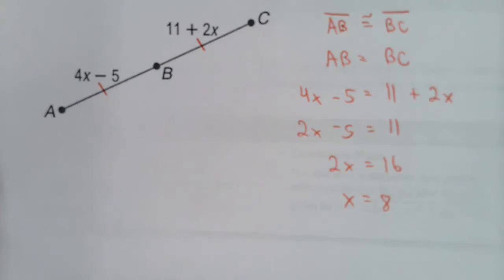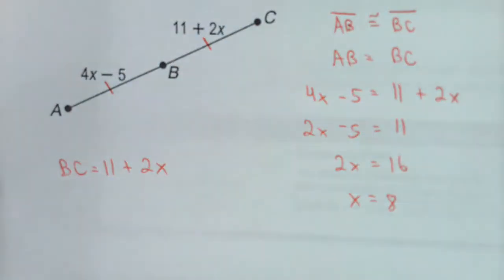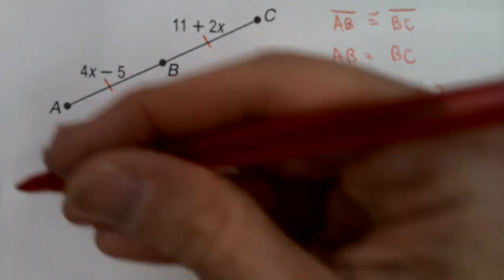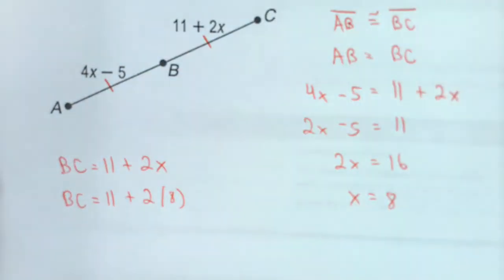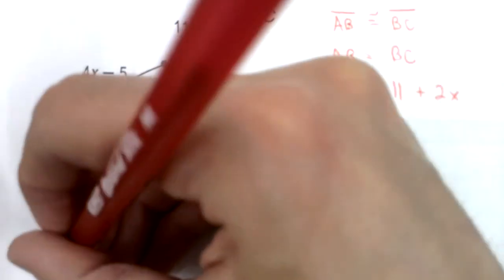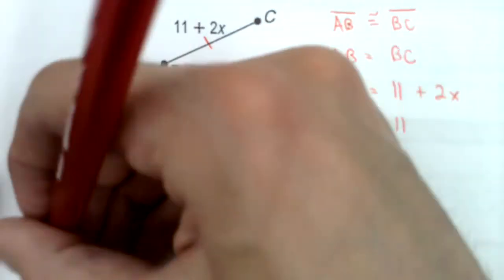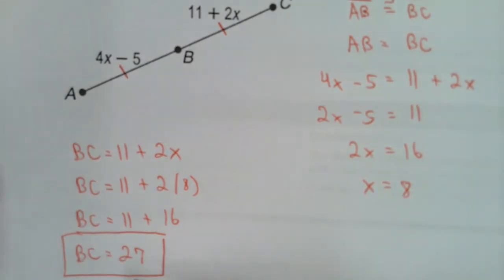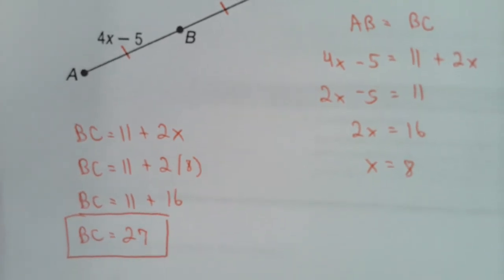So let's do that over here. BC equals 11 plus 2x. And you know x is 8, so BC equals 11 plus 2 times 8. So 11 plus 16. Again, when you say a segment equals a number and has a certain length or a certain measure, you do not put the bar above BC. So just BC like that equals 27.